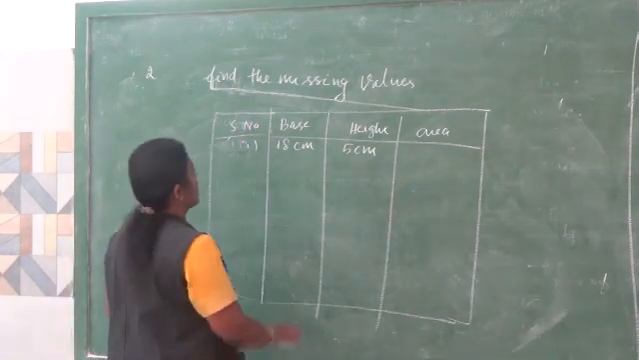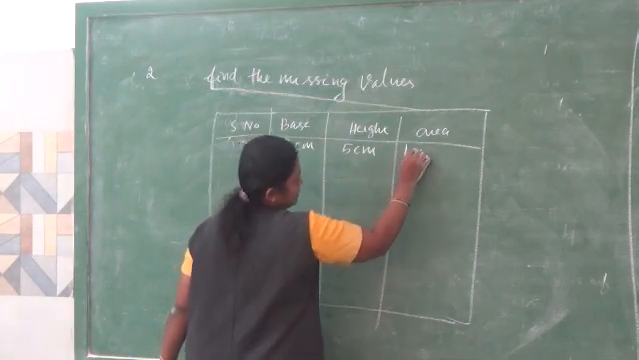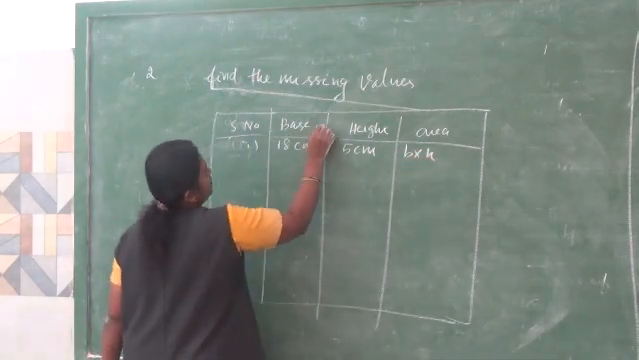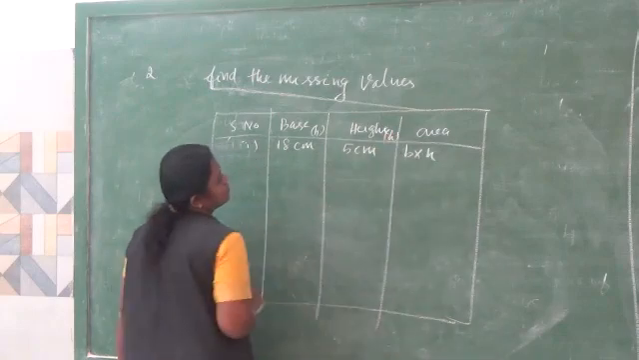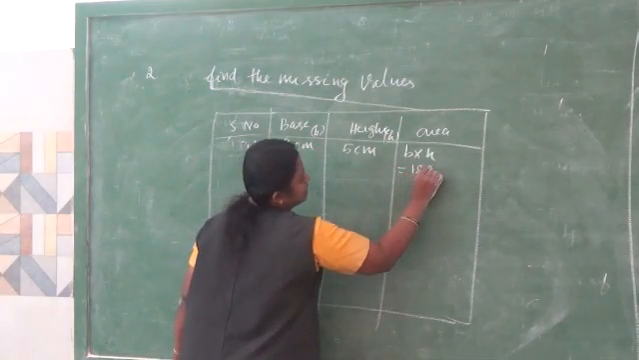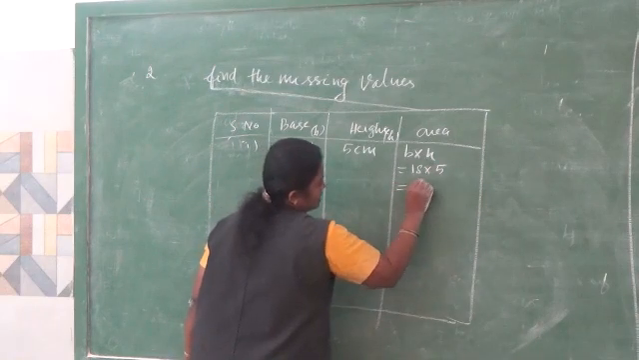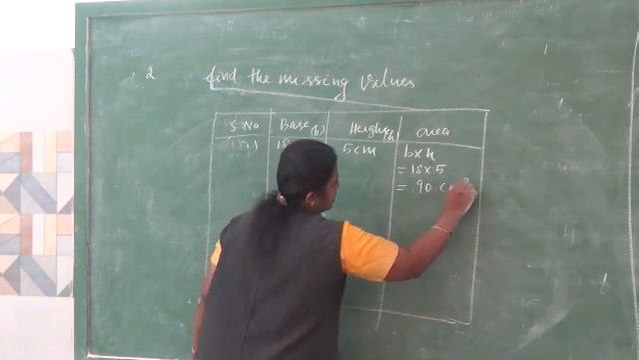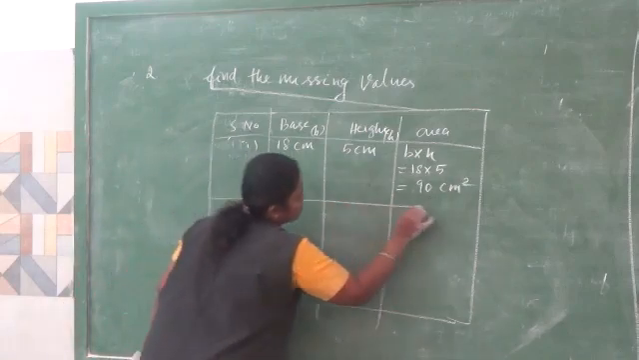What is the area of the parallelogram formula? B into H. What is B given? 18. What is H given? 5. So 18 into 5. 18 5s are 90 centimeter square. This is the answer for your first question.